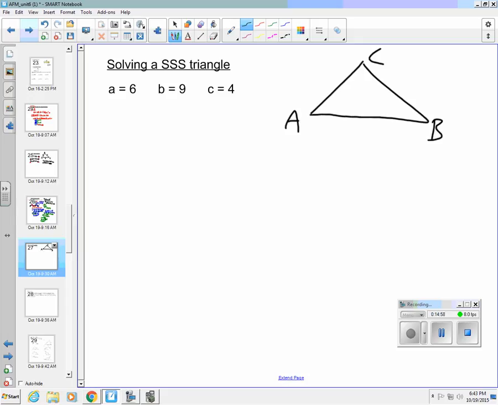So starting off the same way, we just take a general triangle, label it ABC, and fill in our information. In this case, all we know is the three side lengths. So we have A is 6, B is 9, and C is 4. So we need to find the three angle measures.